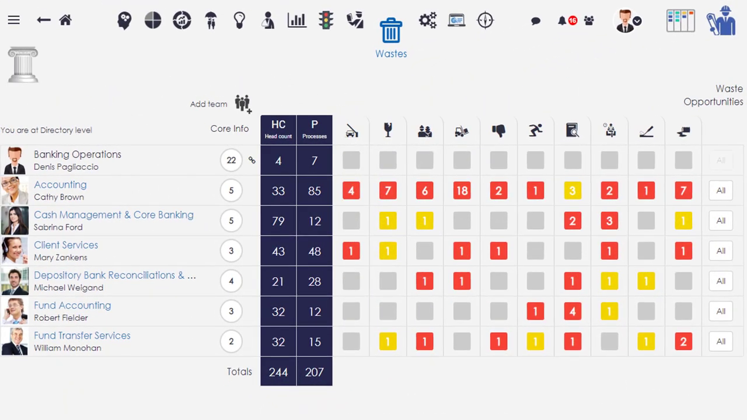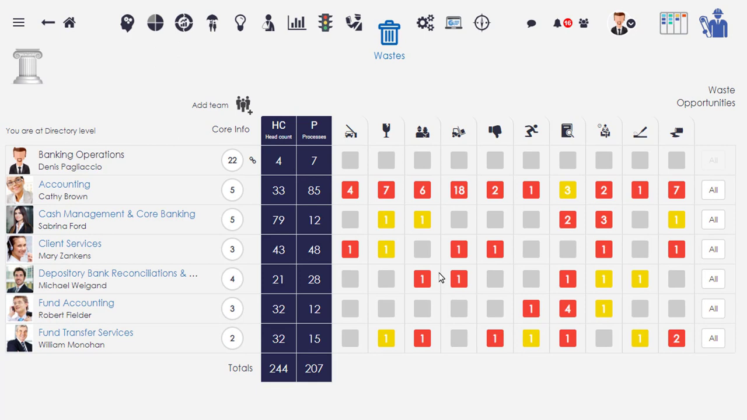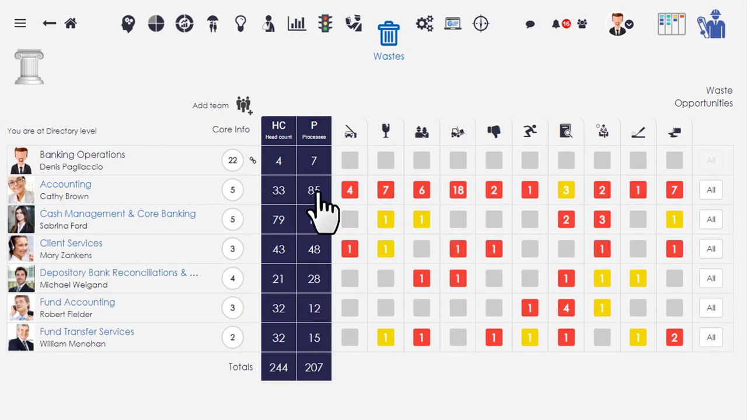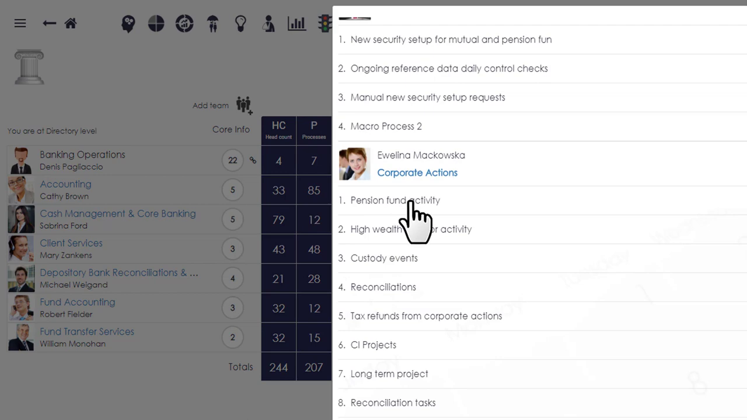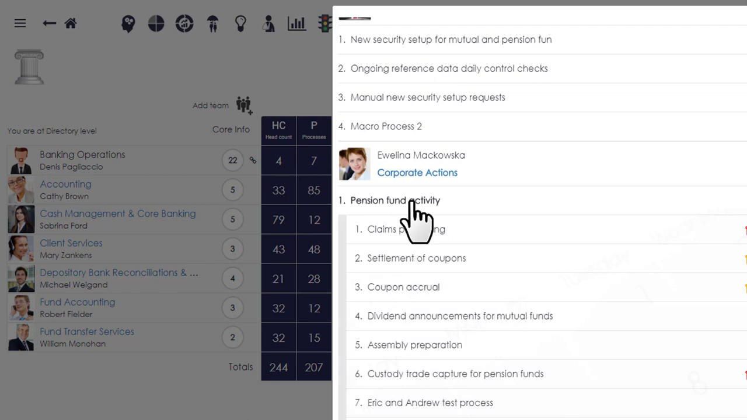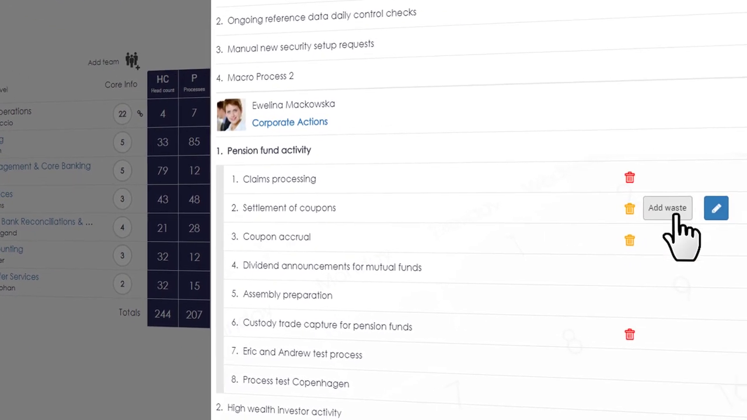PRESTO offers multiple entry points to catalog your taxonomy of business processes. From the dashboard, team leaders enter their macro and micro processes while capturing any wastes present by completing the process waste survey.